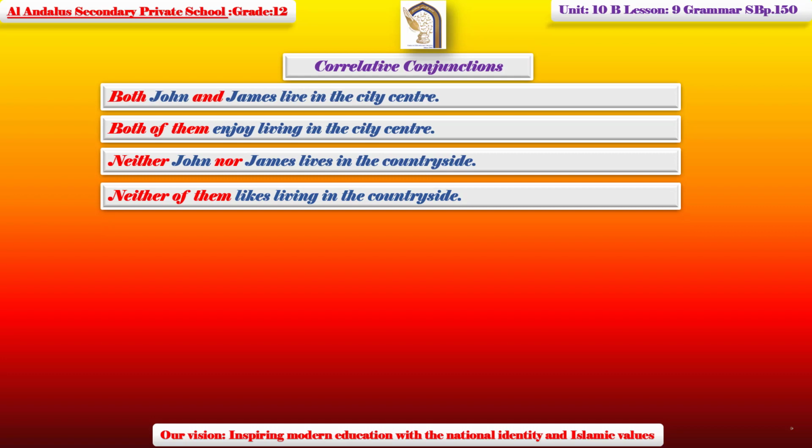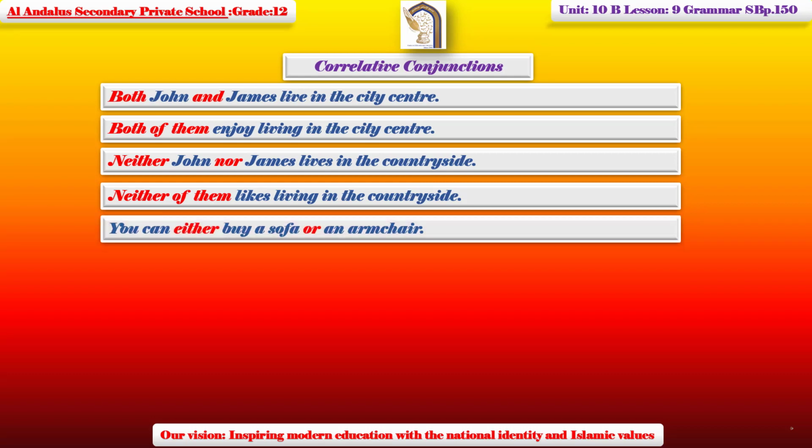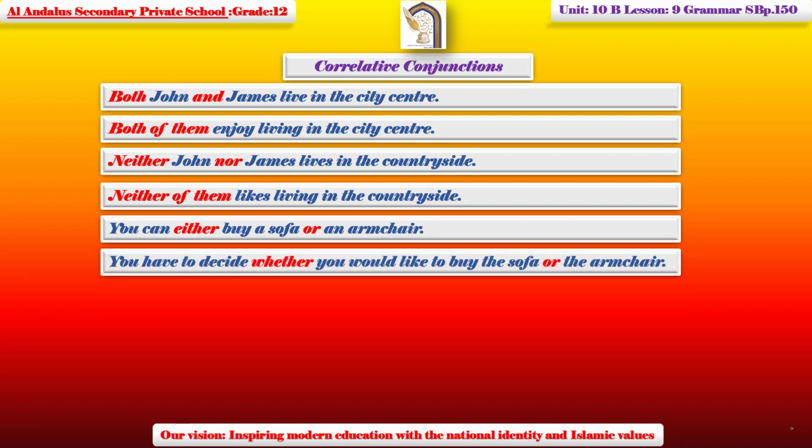The following structure deals with a situation which contains options. You can either buy a sofa or an armchair, so you have to choose only one of them. Next, we can say we have to decide whether you would like to buy the sofa or the armchair. Whether... or... is used when we face difficulty making a decision.